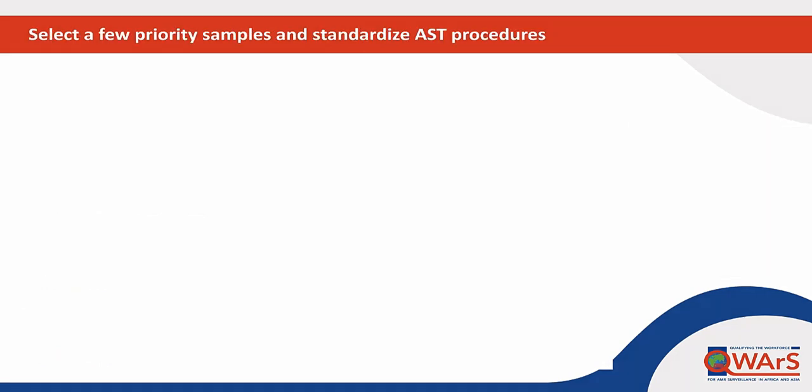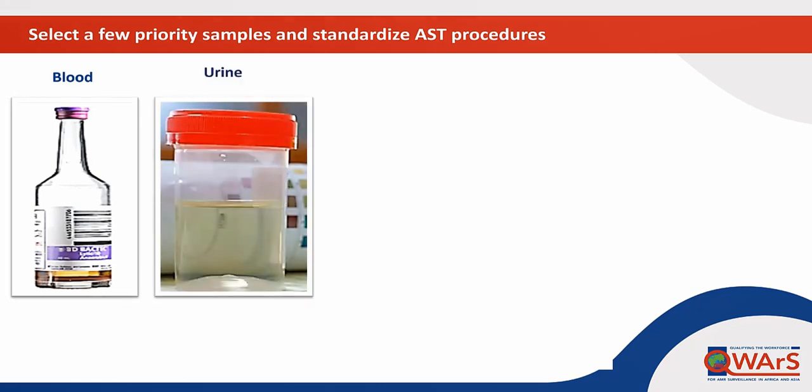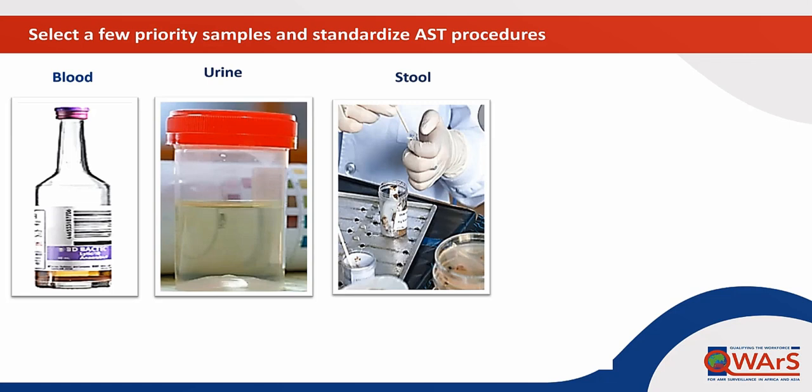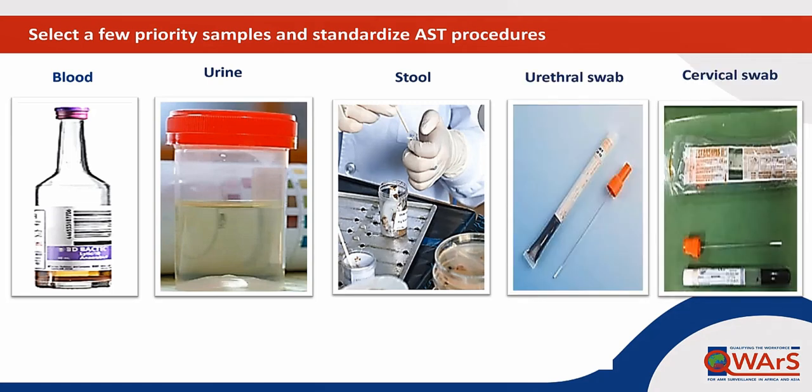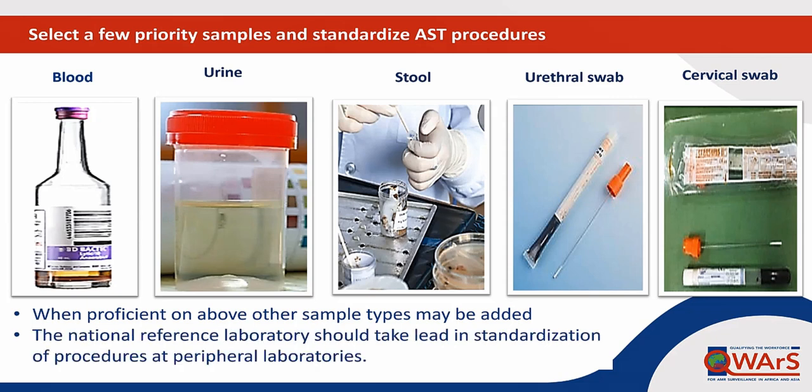In the early phase of implementation of an AMR surveillance program in human health, it is recommended in GLASS that laboratories should start by standardizing sample collection and processing procedures for a few sample types: blood, urine, stool, urethral, and cervical swabs. On obtaining proficiency for these sample types, other sample types may be added. The National Reference Laboratory should take the lead in standardization of procedures at peripheral laboratories.